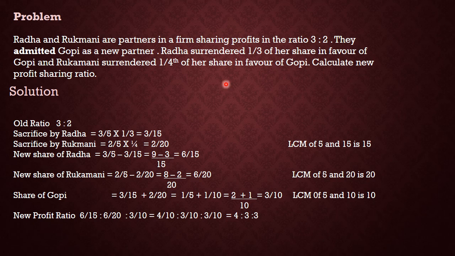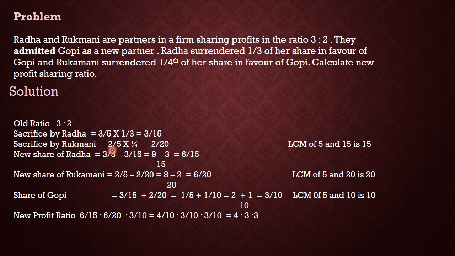Thus, old ratio is 3 is to 2. Sacrifice by Radha: Radha's old share is 3 by 5 and 1/3 is surrendered. So 3 by 5 into 1 by 3, that is 3 by 15. Sacrifice by Rukmini: 2 by 5 was the old share, and out of that 1/4 is surrendered.